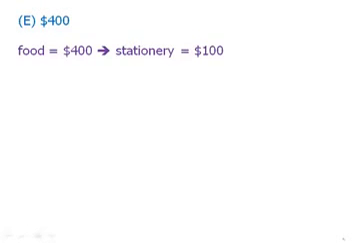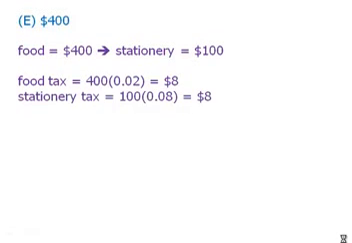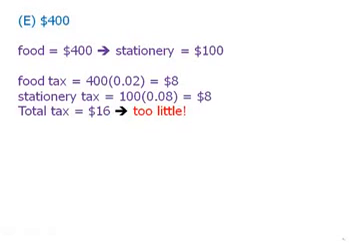So another round, we could pick either D or E. I'm just going to pick E because it's divisible by 100. It's just slightly more convenient, so that's the only reason I'm going to pick it. Let's say E is the answer. Well, that means that food costs $400, so stationery costs $100. The food tax, 2% of $400 is $8. 8% of 100, of course, is $8, and that would give us a total of $16 in tax, which is too little.